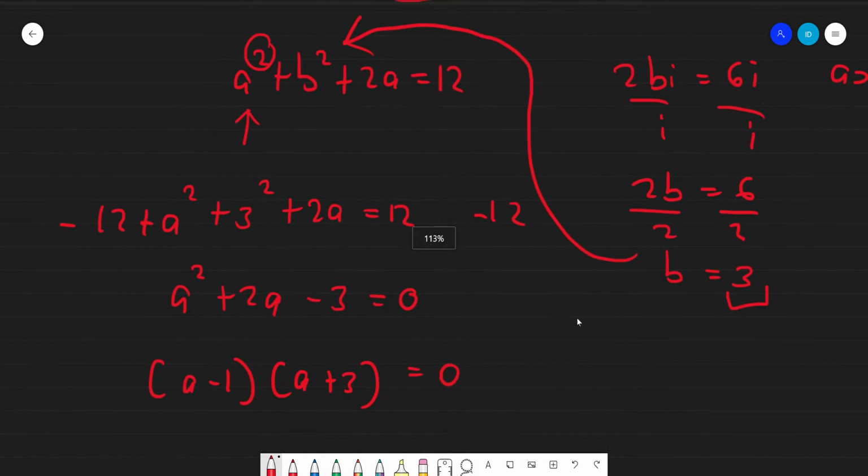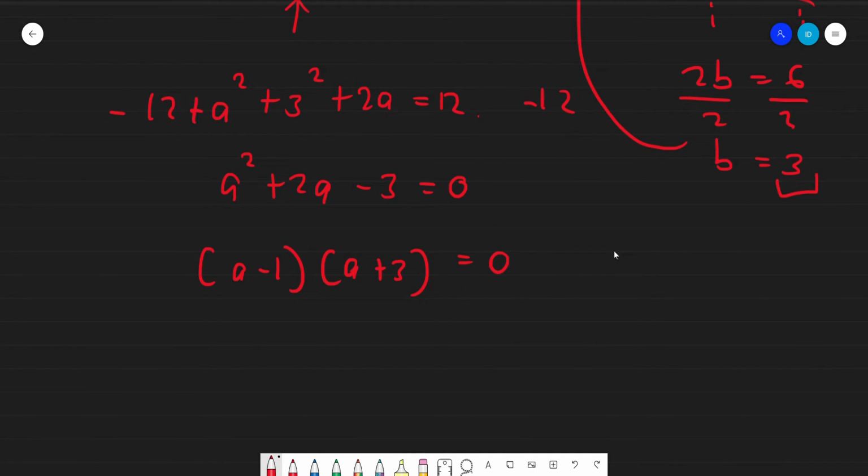So we can solve this by separating the factors, which is a minus 1 is equal to 0 and a plus 3 is equal to 0. Now we can express a, so a is equal to 1, a is equal to negative 3.